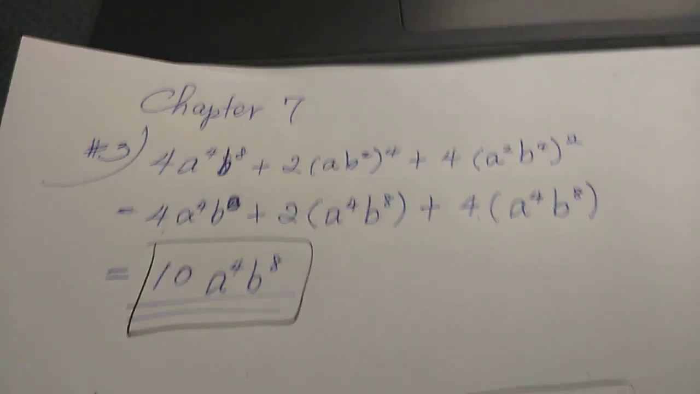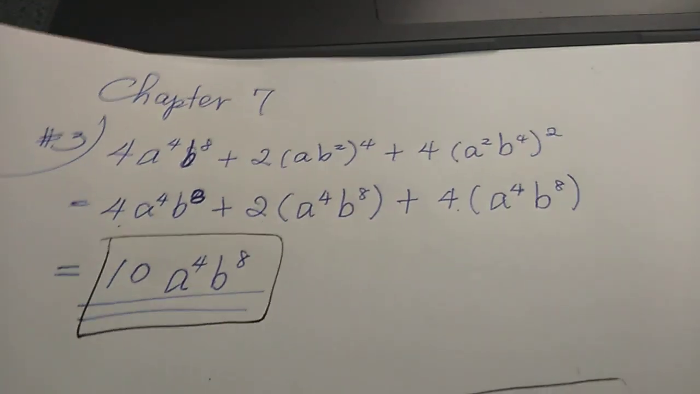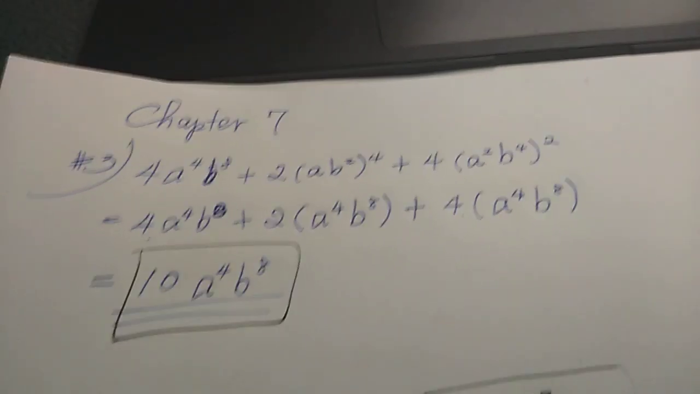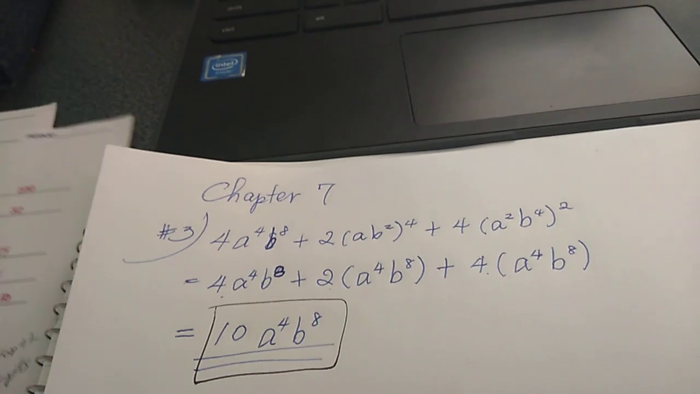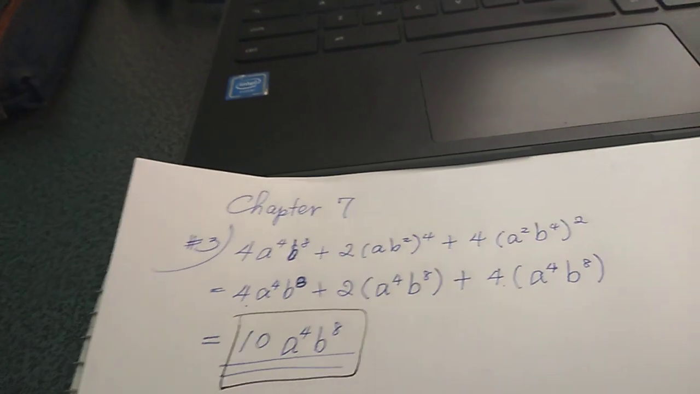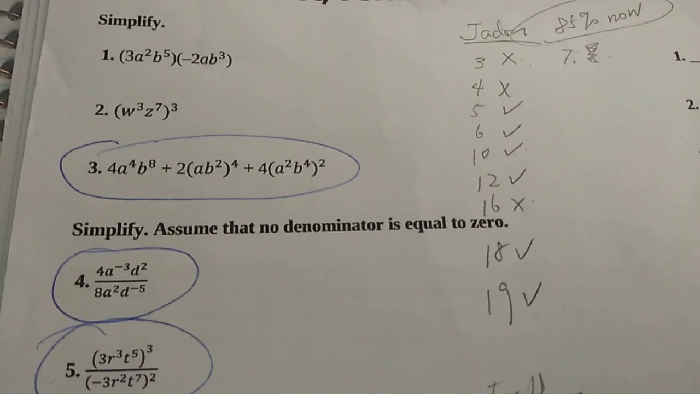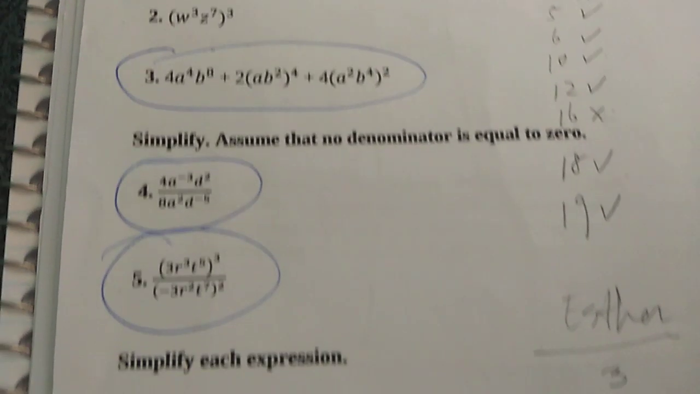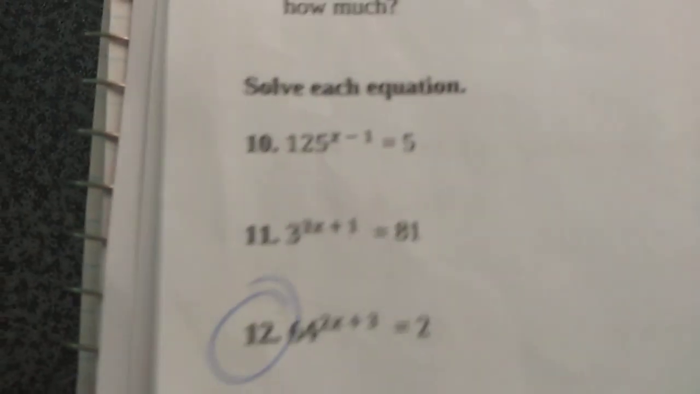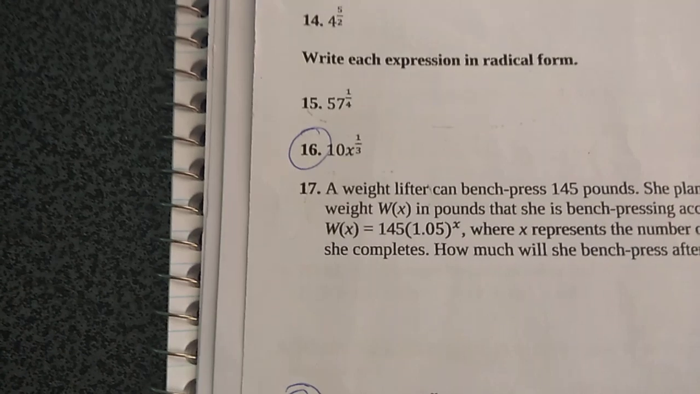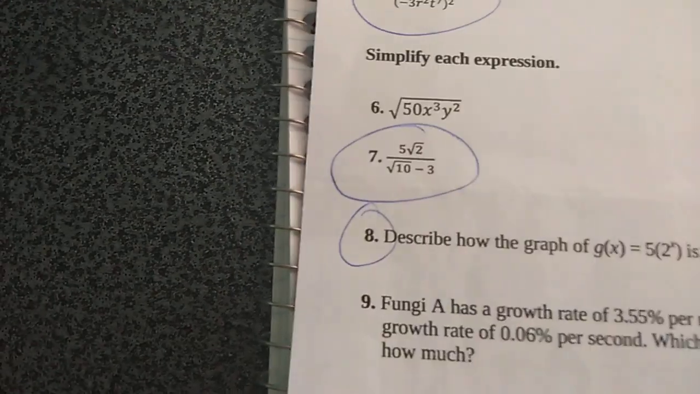Okay, here is an explanation of the questions that you missed on Chapter 7. Here's the Chapter 7 test which you took. These are the questions that you missed: 3, 4, 5, 7, 8, 12, and on the other one, 16 and 18. I'm going to explain these as much as possible on this piece of paper.